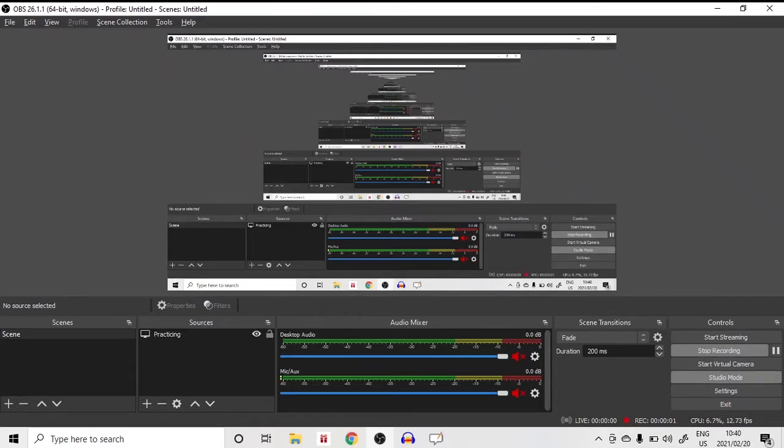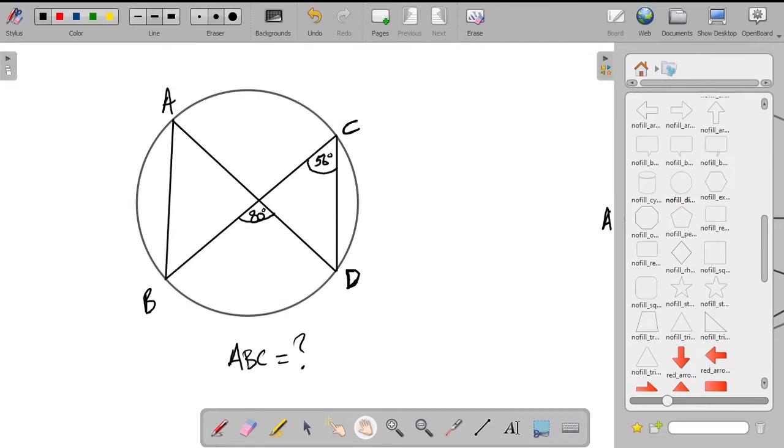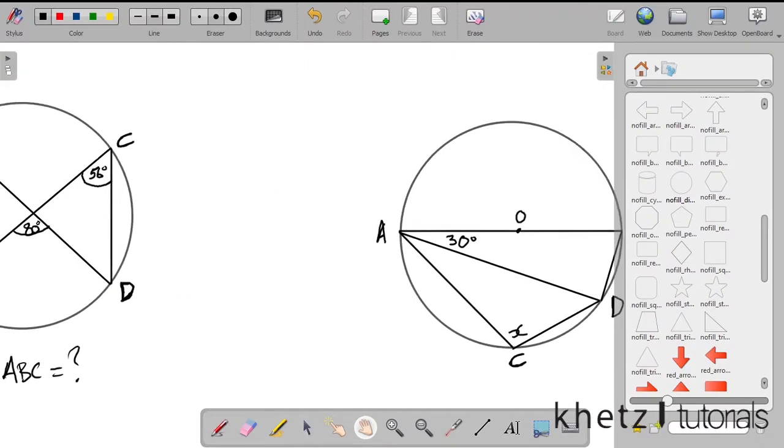Welcome to Khetztutorials, and in this video I will be doing examples, and these examples are related to circle geometry.